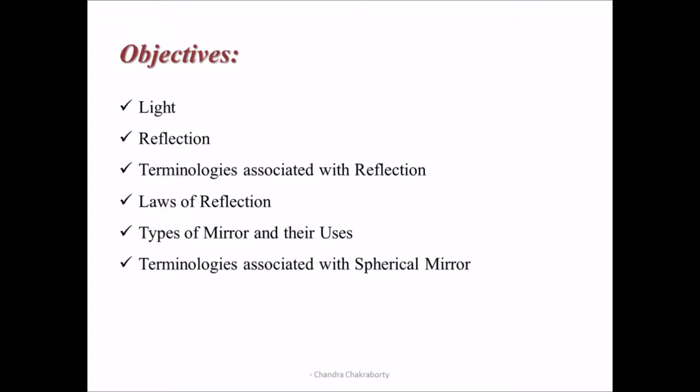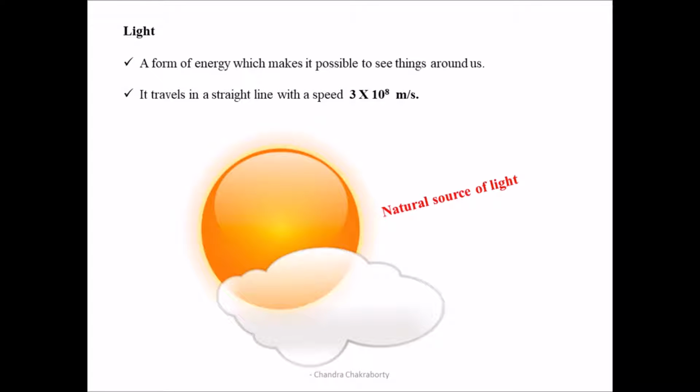Now my friends, let's assume that you are kept in a dark room. Do you expect that you will be able to see the different things around you? Obviously no. Why? Because there is no light. But as soon as you switch on the lights of the room, you can definitely see different things around you. Why? Because there is light. Light is a form of energy which makes it possible to see different things around us.